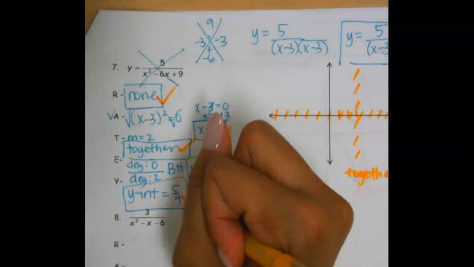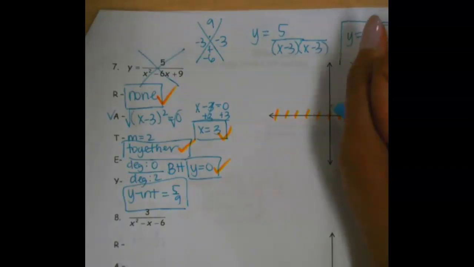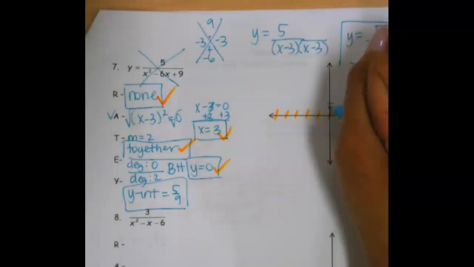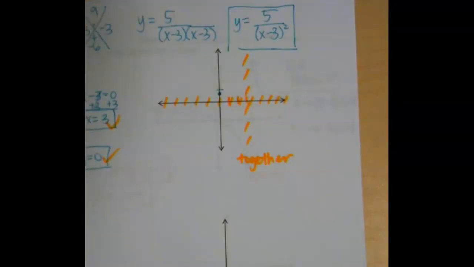Uh-oh, I'm hearing some exhales. Okay. 5/9. Is that bigger or smaller than 1? Smaller. So I'm going to put my y-intercept. Here's 1. I'm going to put it right about here. It's a little bit bigger than 4/9, so we're just going to put it a little bit above halfway.